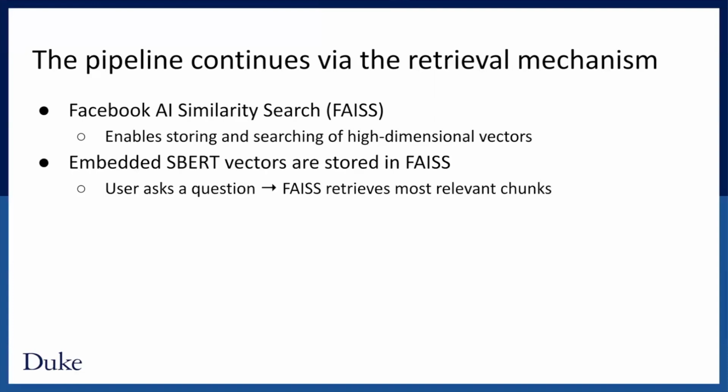So the embedded SBERT vectors are stored in FAISS, and when a user asks a question, FAISS quickly scans the stored vectors to retrieve the chunks that are most semantically similar to the user's query. That rapid retrieval ensures that the chatbot can access the most relevant pieces of text from the database, even if the database contains a large volume of information. So this step is the backbone of the overall retrieval mechanism.